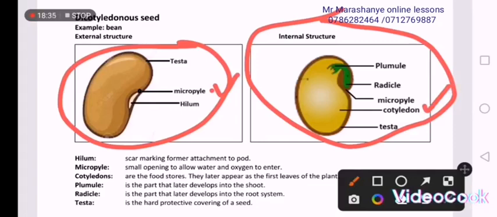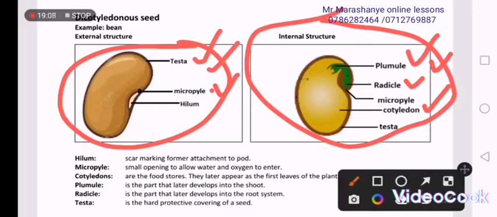Right? Then there is the plumule. Plumule is this one. This is the one that develops into what? Into a shoot. Then there is the radicle. This one develops into the root system. Then there is the testa, the outer covering of the seed. Its function is to protect or cover the seed. This is a dicotyledonous seed, for example a bean seed.